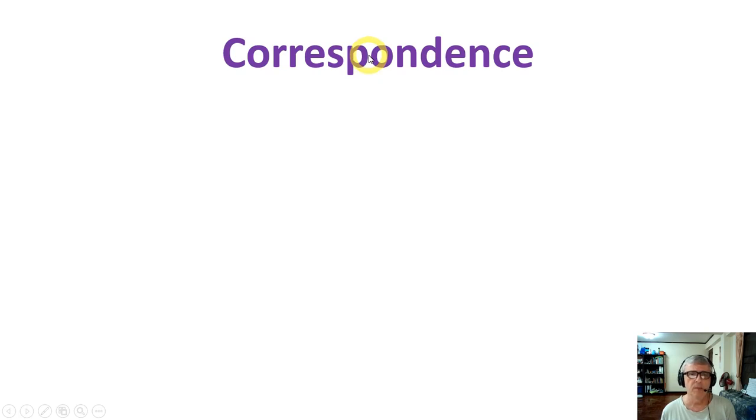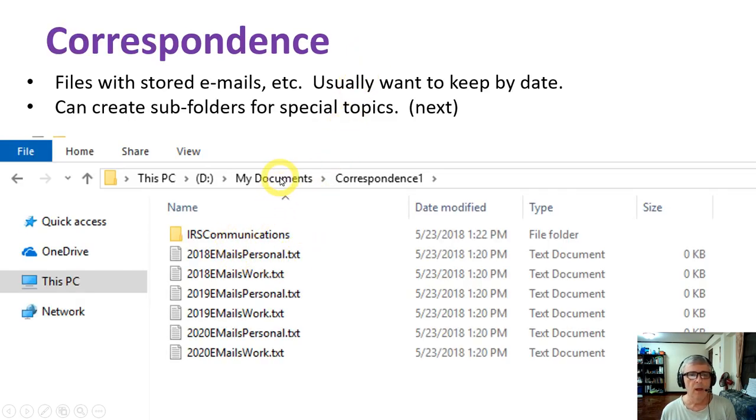Okay, so let's talk about correspondence. Under My Documents, we have Correspondence 1. These are a mix of different things. For example, IRS communications, something that you may want to keep in a special folder. Here we have 2018 emails. These are personal emails. Actually, I would do it month by month, but perhaps you don't have that many and you say, okay, my emails I will keep just at the year level. You may want to keep your work emails. And then next year, and the next year, and the next year. So this will make it very easy to find an email that you want to look up, and again, sorts it out by year.